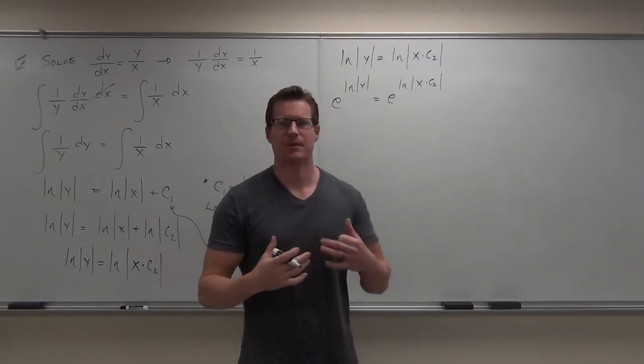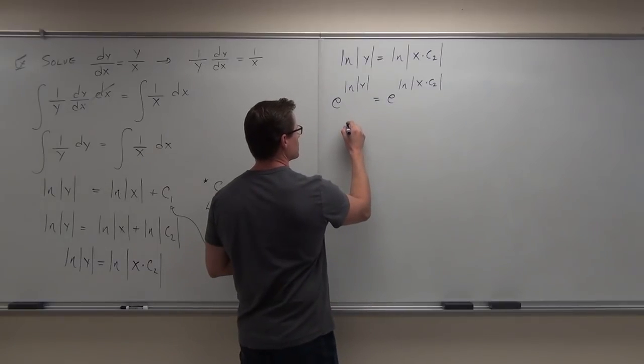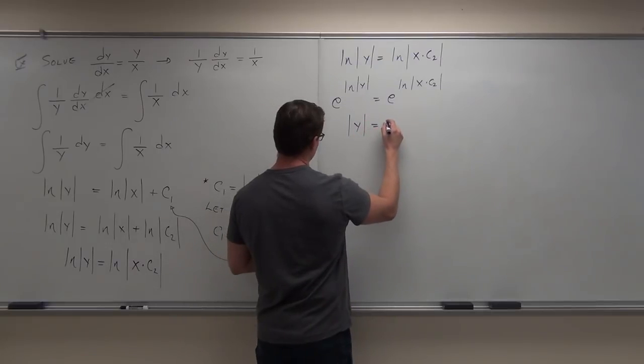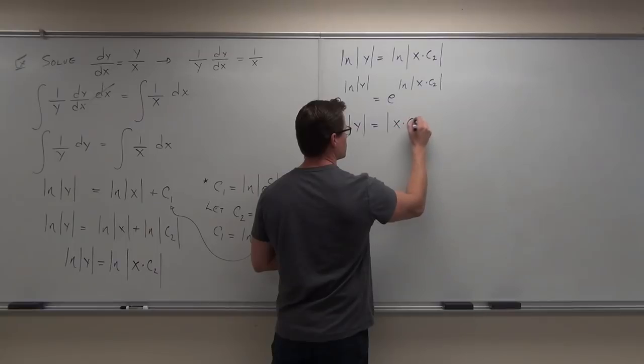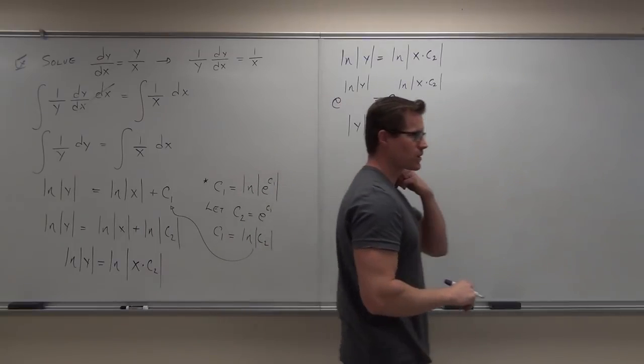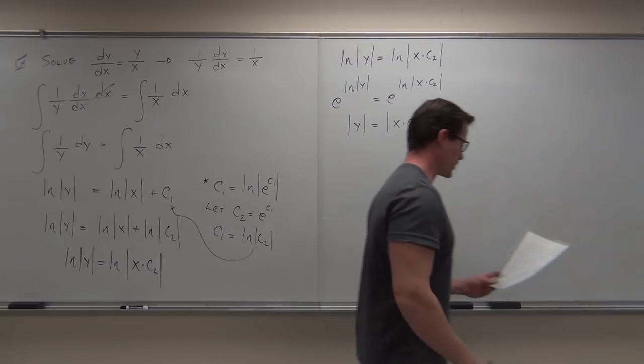E to the ln, what happens? So we get absolute value of y still equals absolute value of x times c sub 2. Are we still okay with that one? Is this where I want to go? Yeah, this is where I want to go.